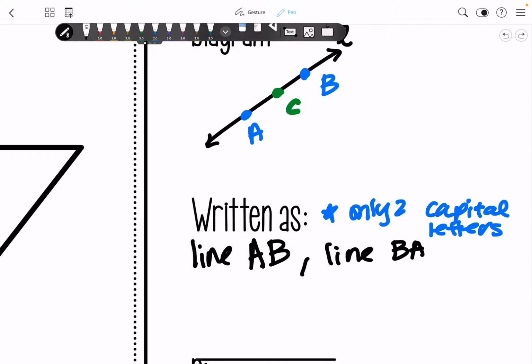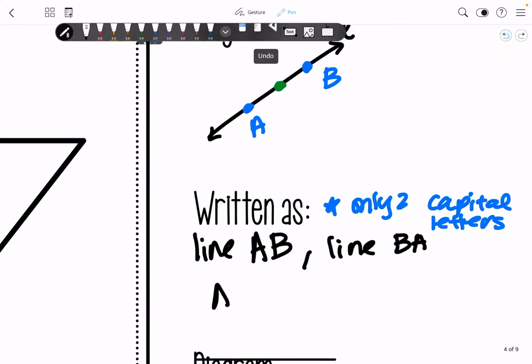Now, here's a little secret. Mathematicians, we're lazy. So if we don't have to write that much, we won't. In fact, when we have something like this, and you guys have seen this before, you just put a line with two arrows on it. That's what a line is. It's got two infinite endings. It doesn't end on both sides. It keeps going forever and forever.